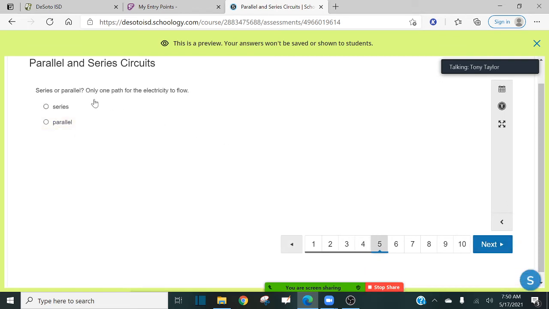Series or parallel: only one path for the electricity to flow. I just stated this: if there's only one path for the electricity to flow, we know we are in series.